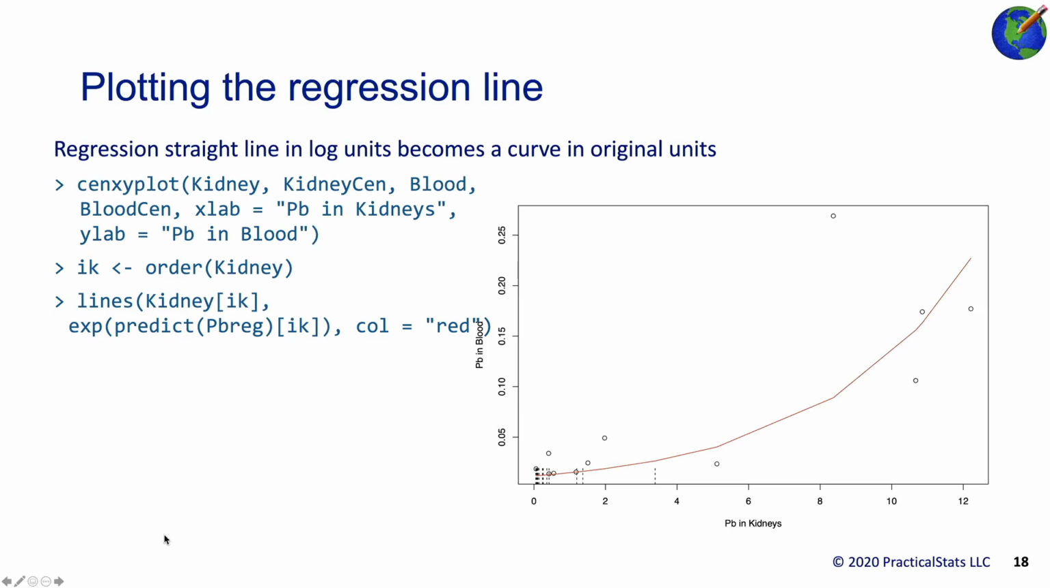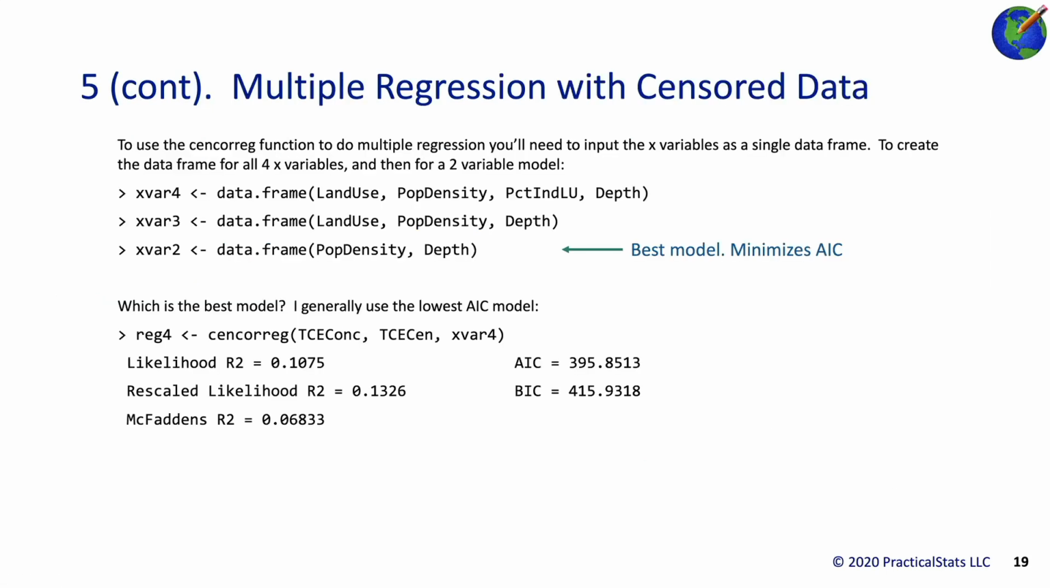So you can do simple regression with one x variable. You can do multiple regression too. Here, what you do in Nada 2 is to set up different combinations of x variables. Here I've put in 2 x variables, a different data set, which has population and depth, for the 2 variable model, then population density, depth, and land use as a 3 variable model, population density, depth, percent industrial land use, and then land use as a 4 variable model.